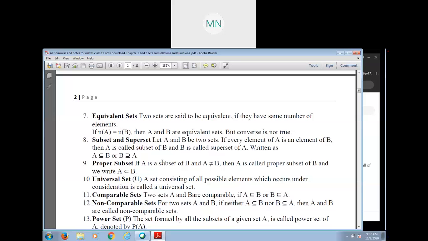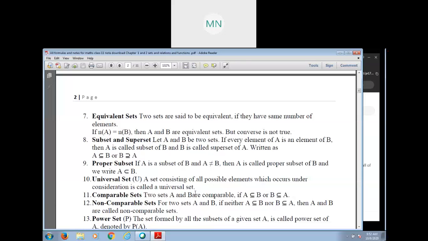And universal set. Universal set means what? A set consisting of all possible elements which occur under consideration is called a universal set. Suppose we consider a set B. B contains the elements, suppose 1, 2, 3, 4, 5 up to 10.